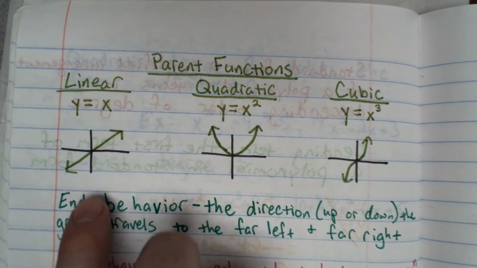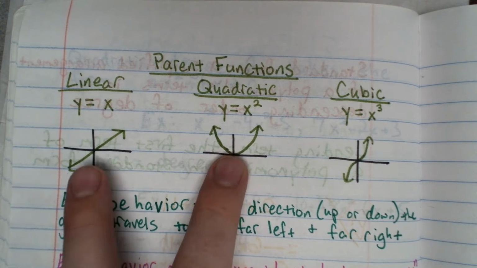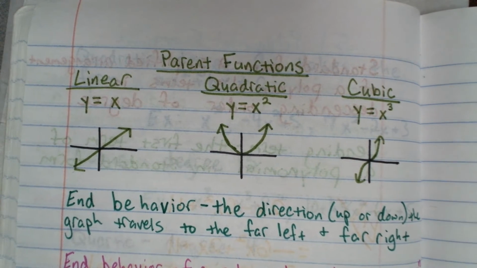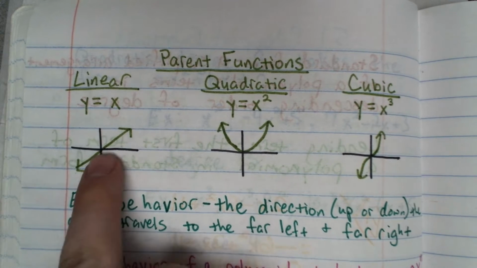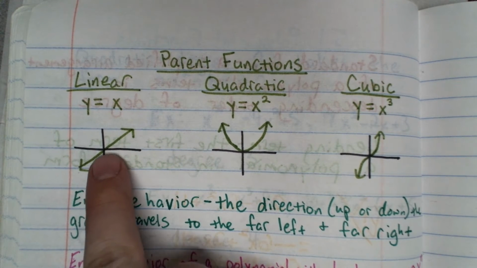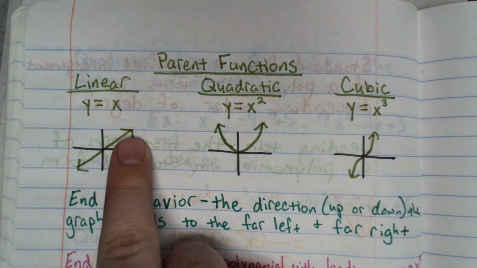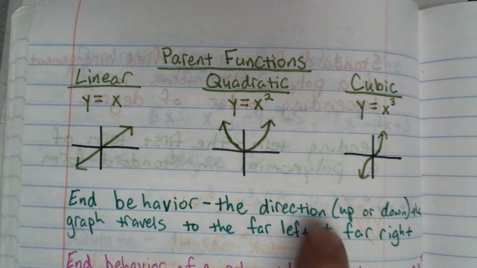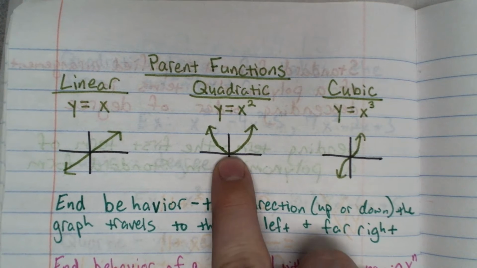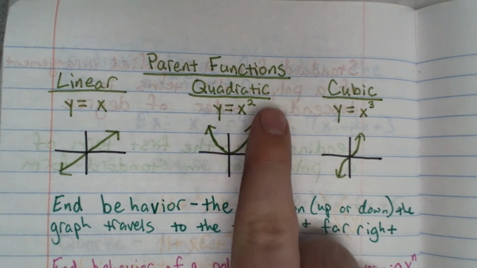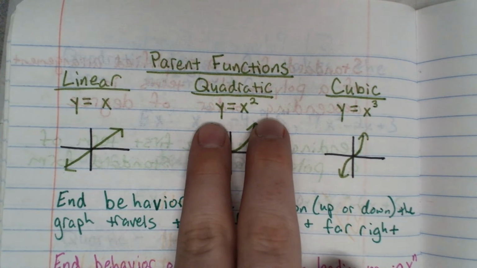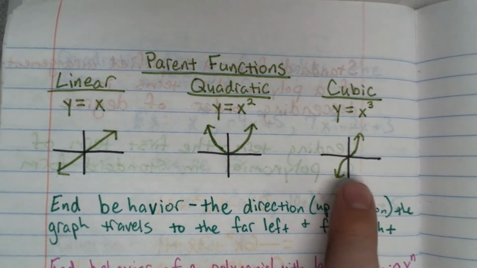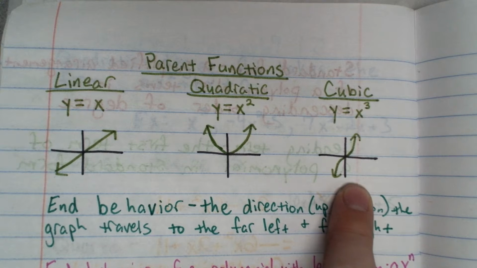So we should be familiar with at least these first two. The parent function for a linear function is just y equals x. So that's our first degree function, and it goes through the origin and rises with a slope of 1, just a line. Our quadratic is a parabola, and the parent function is y equals x squared. It also goes through the origin, and it goes up in both directions in that kind of U shape. And then our cubic is y equals x to the third.